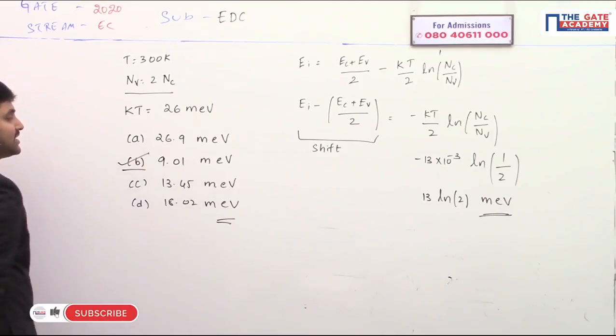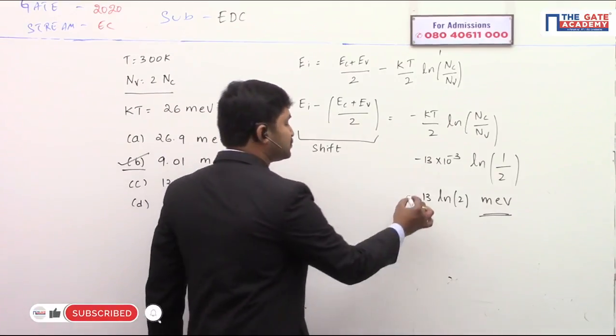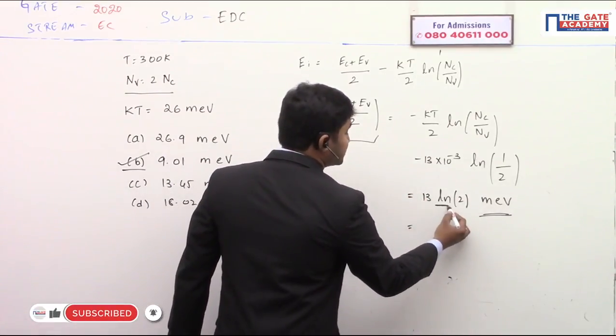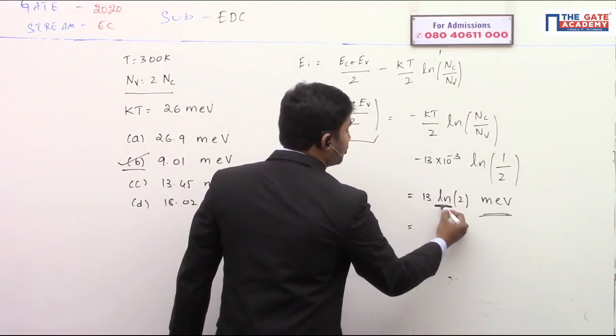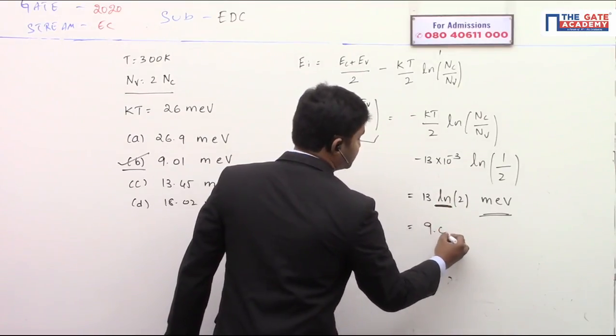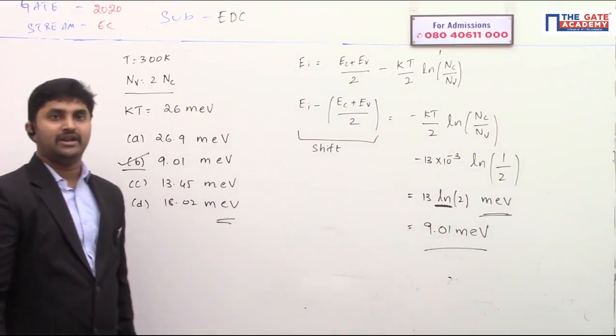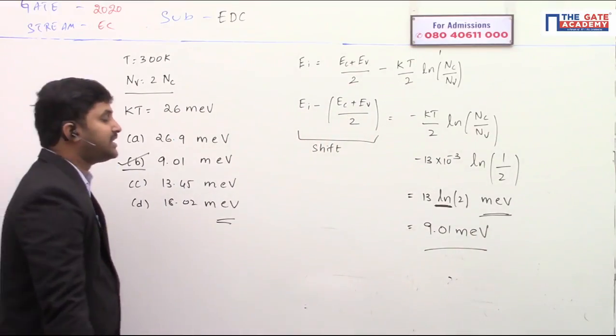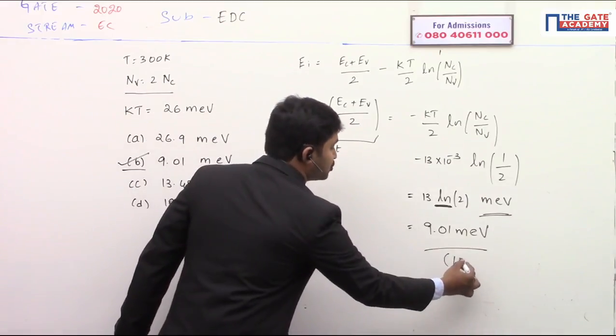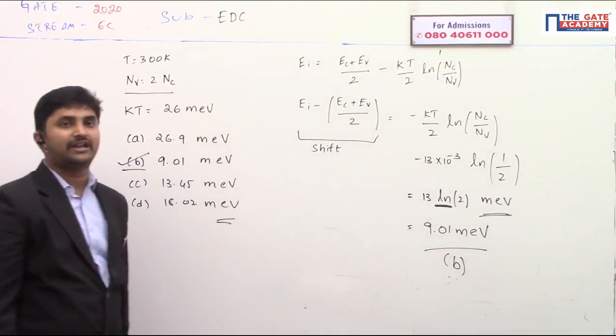So option B is the correct answer, 9.01. If you solve this value, please understand this is ln. Okay, it is not log, it is ln, natural logarithm. So it is going to be 9.01 milli electron volts. 9.01 milli electron volts is the correct answer. So option B is the correct answer for this question.